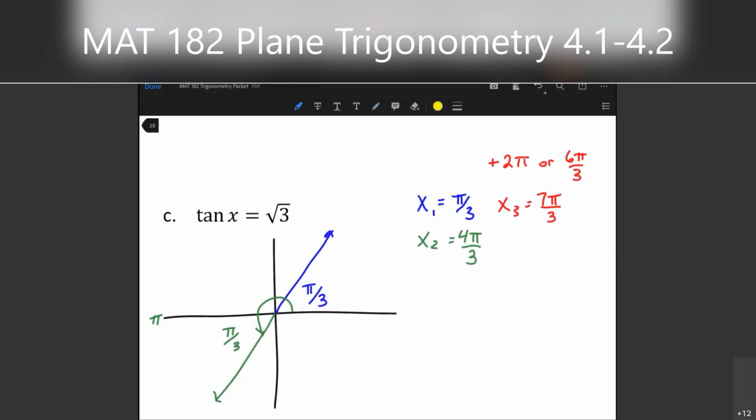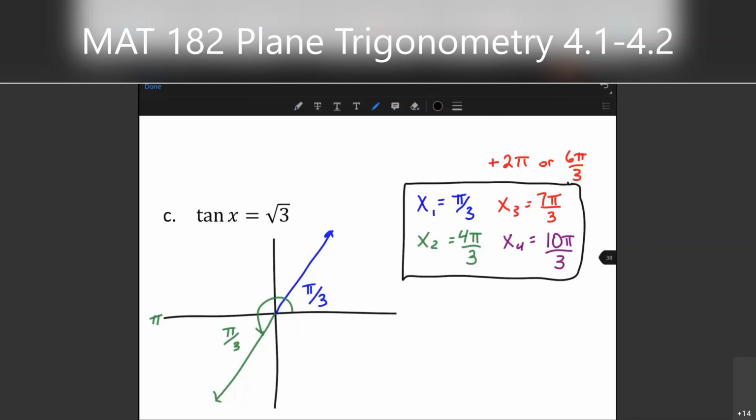For the first coterminal. And what about the last one? Ten pi over 3. 10 pi over 3. Excellent. Sweet. So we have all four solutions sitting there. Feels good.